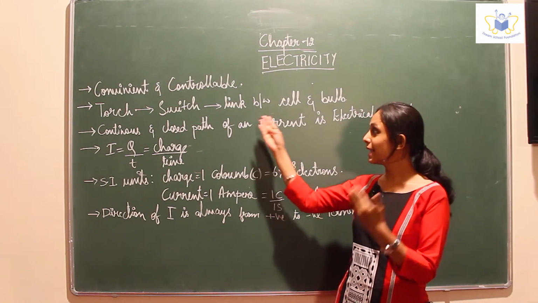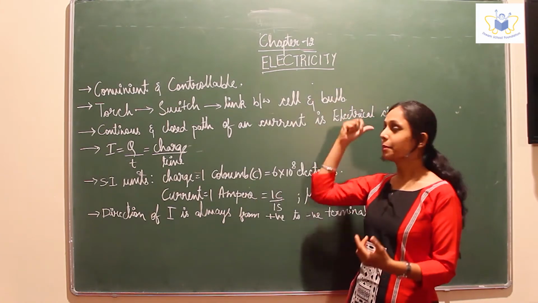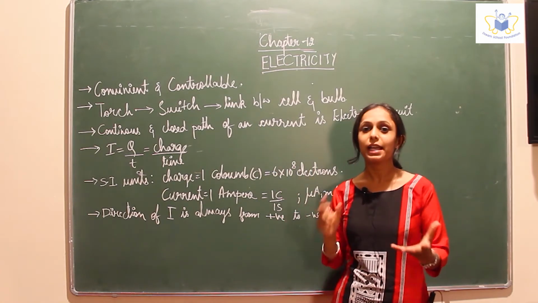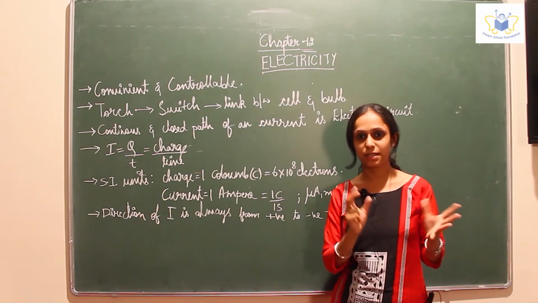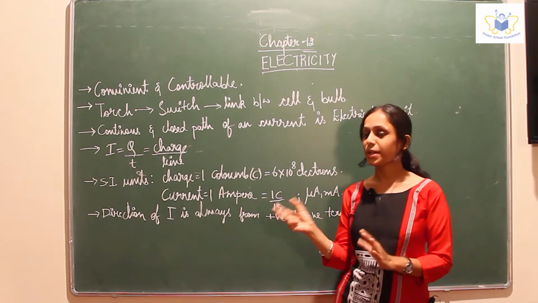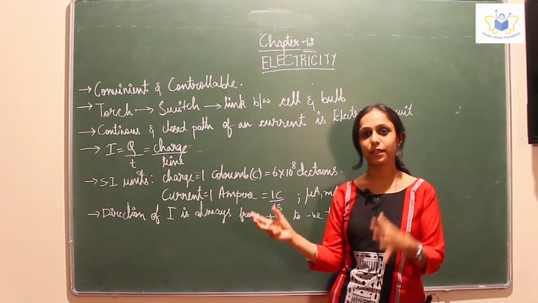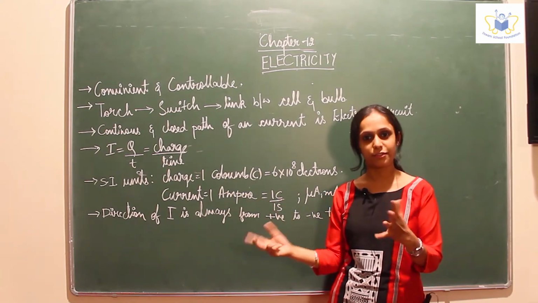So the switch is a link between the cell and the bulb. The bulb can be your torch or your light or anything. Cells are the electric charges present in your electrical circuit. So the switch acts as a link between these two. So when you turn it on, it completes the link and your electricity gets on and off similarly.